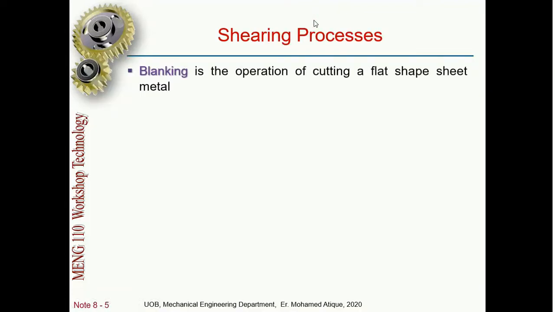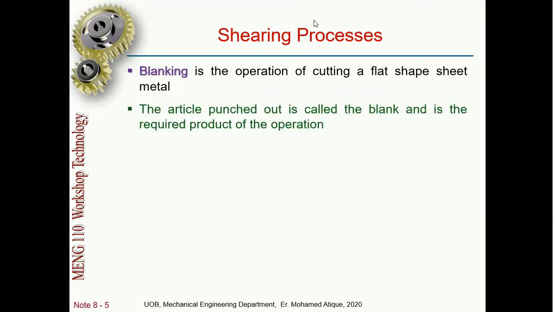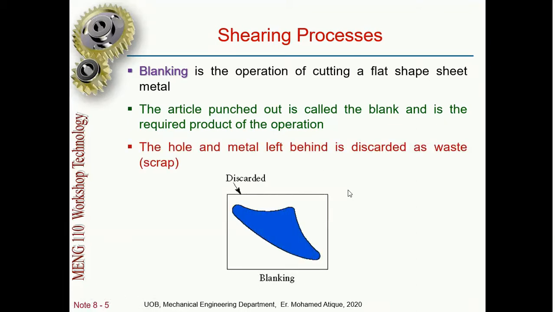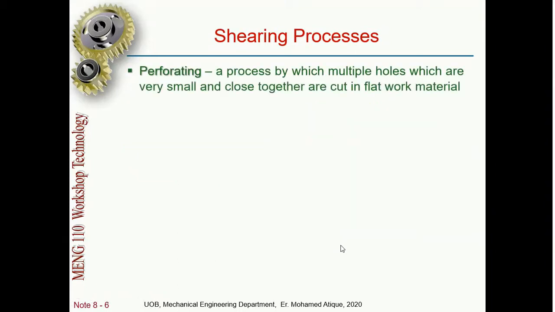So now the next operation is, we have seen punching, in which the cut part is the waste. Blanking, in which the cut part is the required material and the remaining part is the waste. It is the same as punching. The article punched out is called the blank. So hence the name is blanking, and that is the required part of the operation. Whatever is left is waste. See, we have seen in the previous slide, we were punching this part, so the remaining part was required and this was waste. Now here this is the required and the remaining is waste. So that is the difference between blanking and punching.